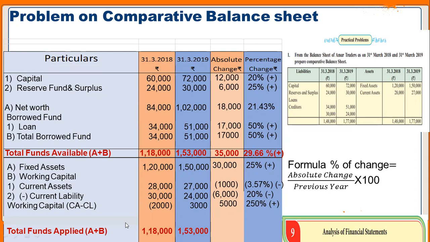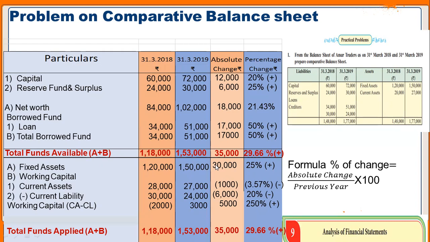So total funds applied, that is A plus B. A's fixed assets total is 1,20,000. Working capital, which is B, is minus 2,000. Total funds applied for 2018 is 1,18,000. Fixed assets for 2019 is 1,50,000. Working capital is 3,000. Total is 1,53,000.